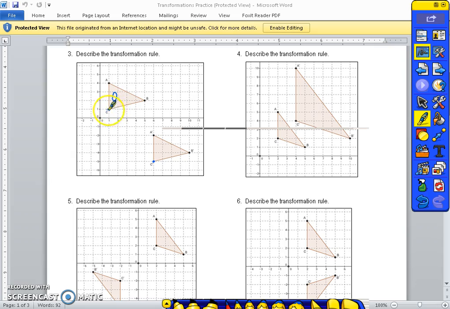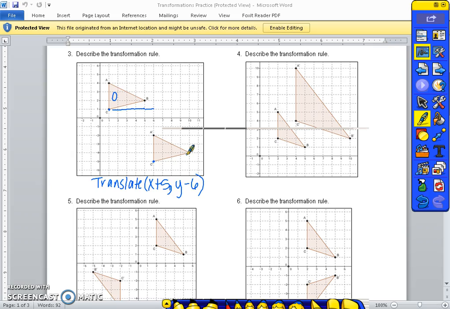First I go to the right, 1, 2, 3, 4, 5, until I'm in line with C prime. So translate x plus 5. Then, once I go over 5, I have to go down to get to this point. 1, 2, 3, 4, 5, 6. The translation rule is x plus 5, y minus 6, because we shifted this image to the right 5 and down 6. Each point went to the right 5 and down 6 to its corresponding point.